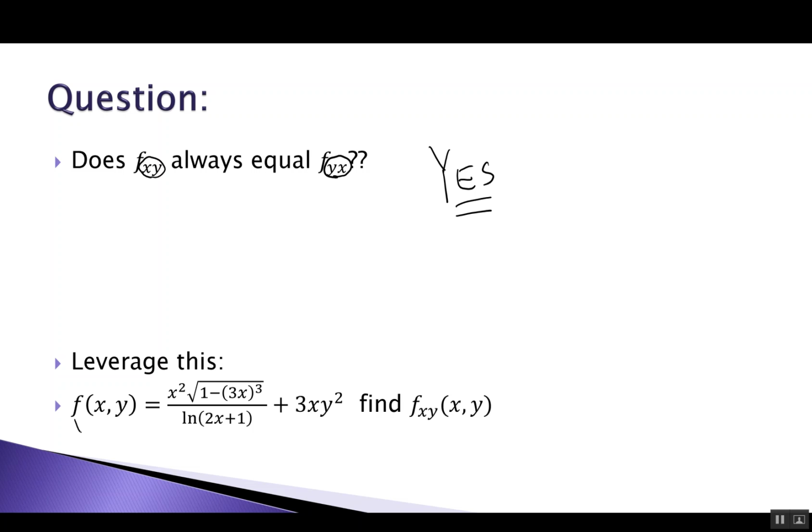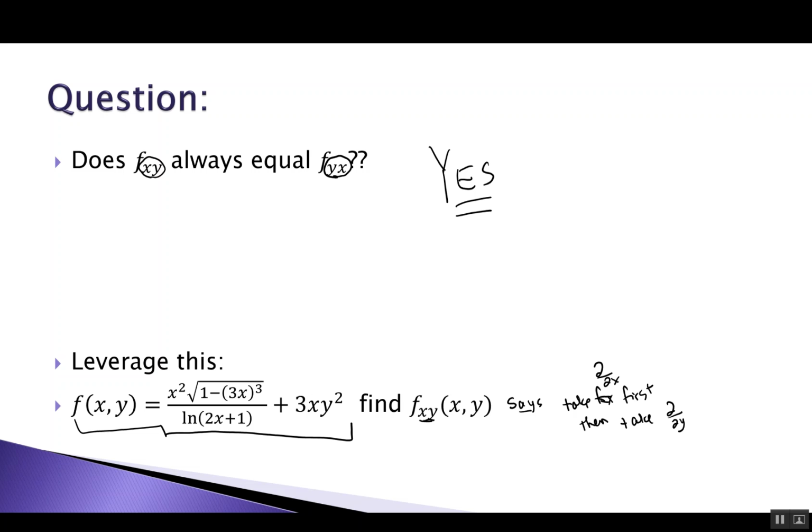Okay, here's an example down here. Suppose I wanted to find f sub xy of this function down here. It's a mess. Look at that. X squared, 3x cubed under a square root. I've got a log in the denominator. If I do it this way, this says take fx first, then take ddy.